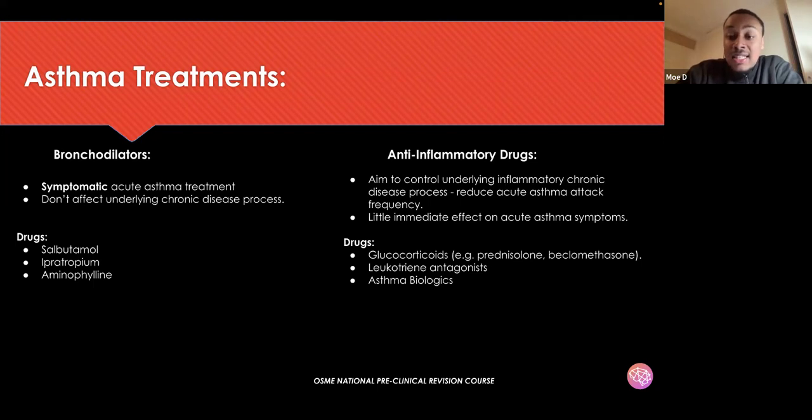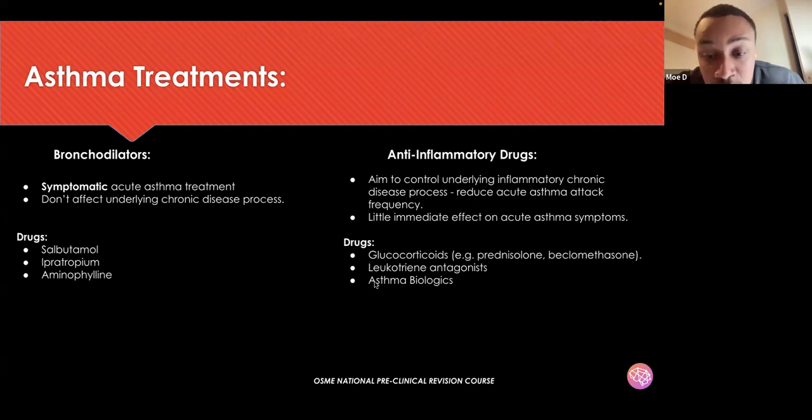And then in contrast, anti-inflammatory drugs aim to control that underlying inflammatory disease process, and in doing so, to attempt to reduce the frequency of acute asthma attacks. Anti-inflammatory drugs have little effect on the acute asthma symptoms. It's to reduce acute asthma attack frequency. And in terms of drugs, we've got glucocorticoids such as prednisolone and beclomethasone, which are used.